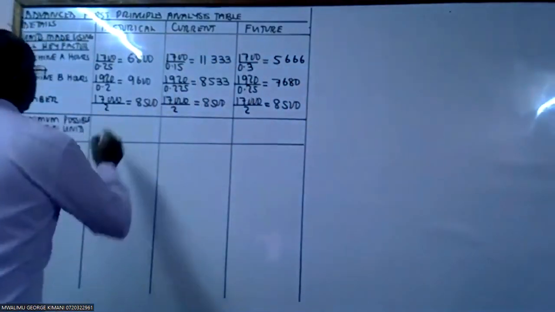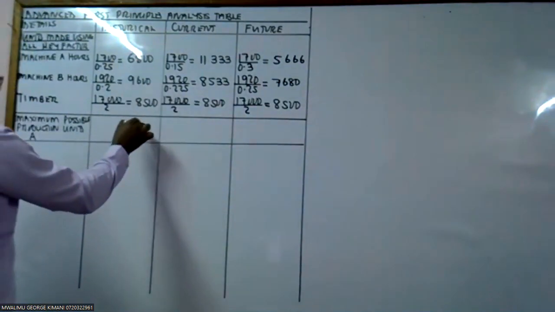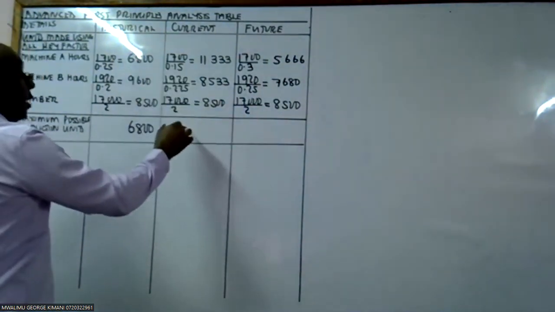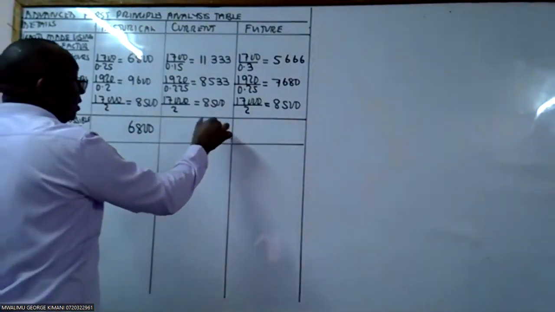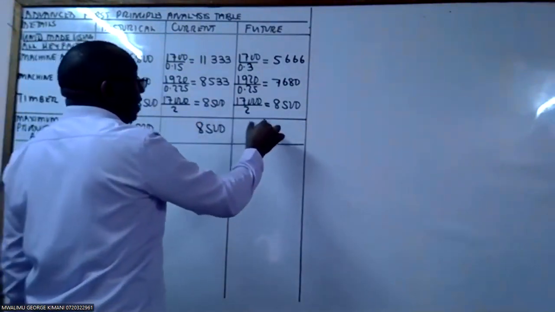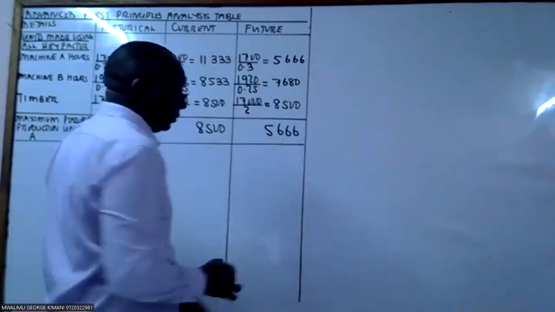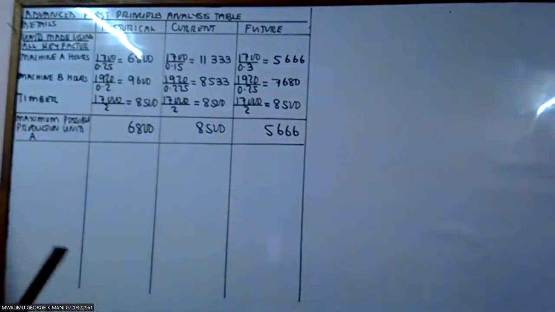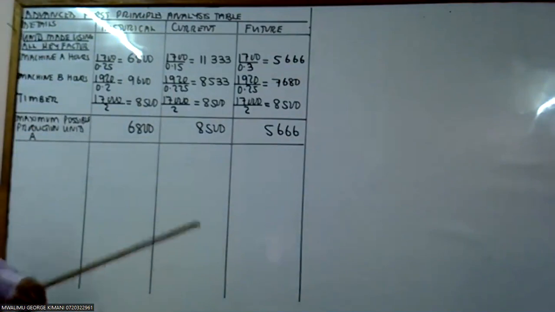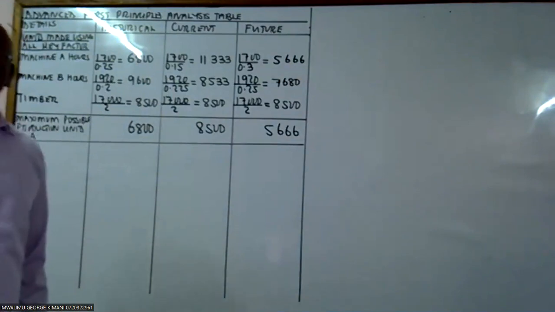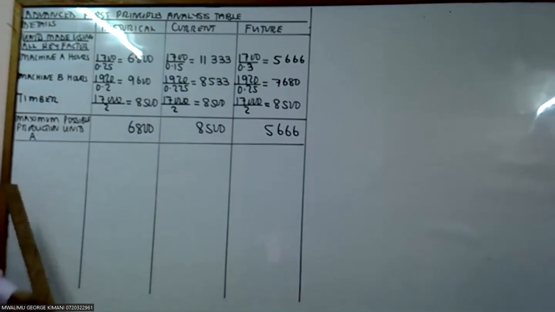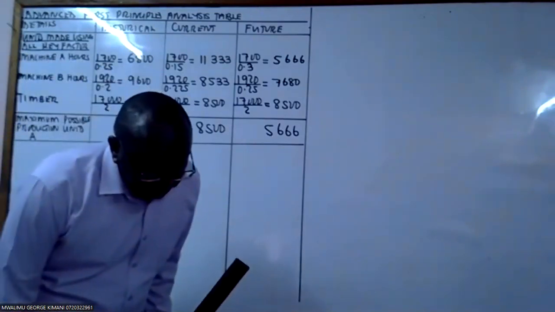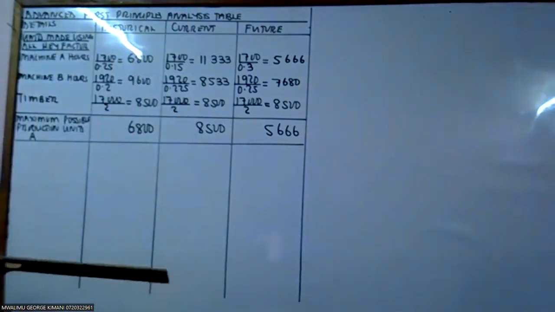So this one is 6,800. This one is 8,500. And this one is 5,666. I hope we have understood that concept. The next thing now, we need to get the selling price.